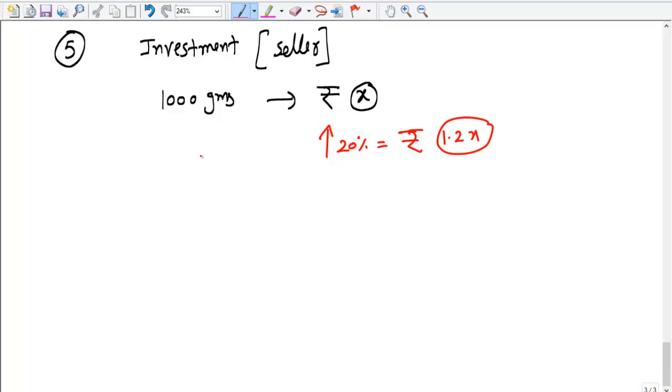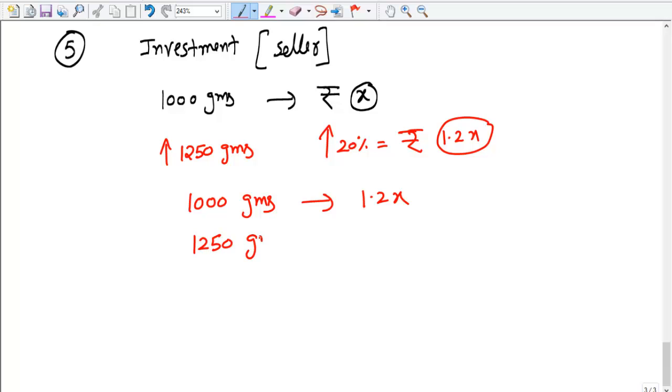And also this one is also improved, that is like the customer will have to pay for 1250 grams exactly. If 1000 grams will cost us 1.2x, how much will 1250 grams cost us? It's quite simple, that is 1250 divided by 1000 into 1.2x. That is exactly 1.5x.